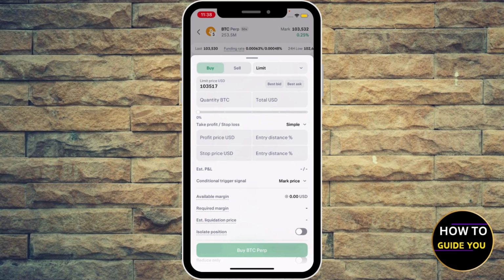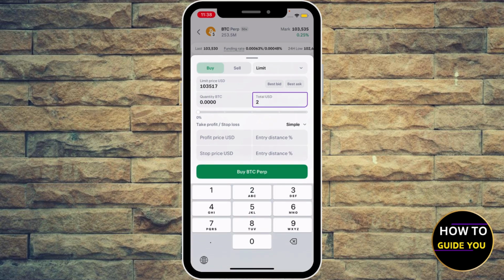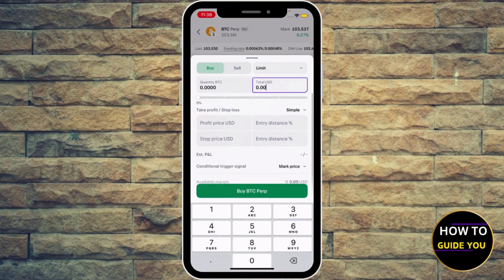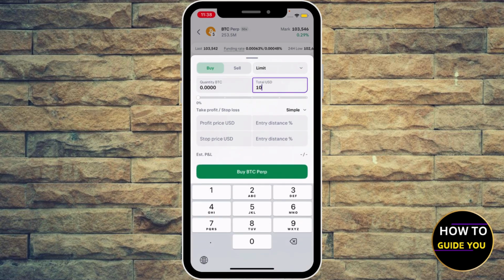Basically, enter the amount of Bitcoin that you want to buy or the amount in total USD. Let's say, for example, $2, or let's say $10. And then set that take profit or stop loss depending on the market price.